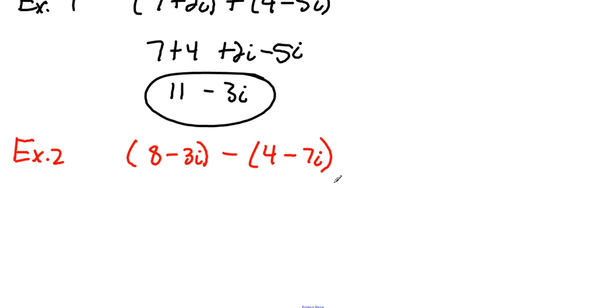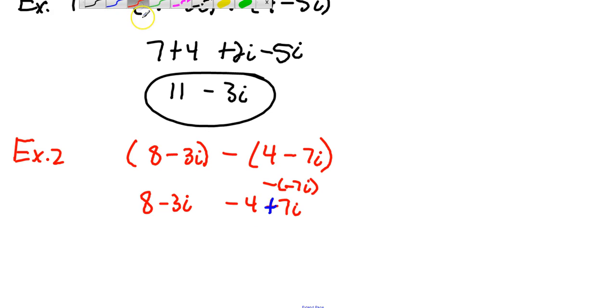Just like when we're doing the operations with the functions, the first part of it is good. It's 8 minus 3i. When you have the minus, you've got to change both of the signs. So it's minus 4, but then it's really minus negative 7. So really that becomes a plus 7. And it's that second one that's the important one that you've got to change, because again, it's minus the 4, but it's also minus the negative 7. So anytime you've got the negative out front of the parentheses, you've got to change both of these signs.